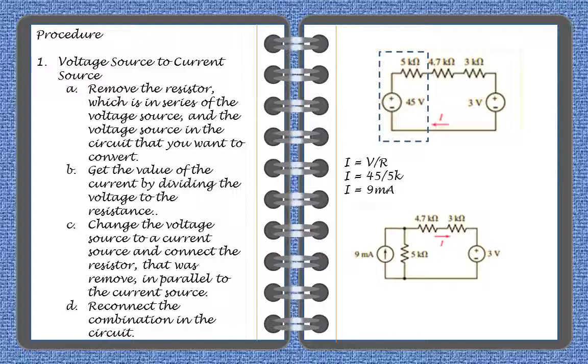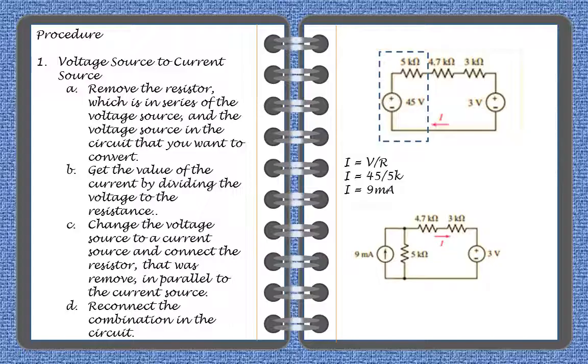Although we have changed the voltage source into a current source, the property of the circuit still remains. The current I, as indicated in the red color, still has the same value as the current in the original circuit. So we did not change the original property of the circuit, but we only changed the source of the circuit that we wanted to change.